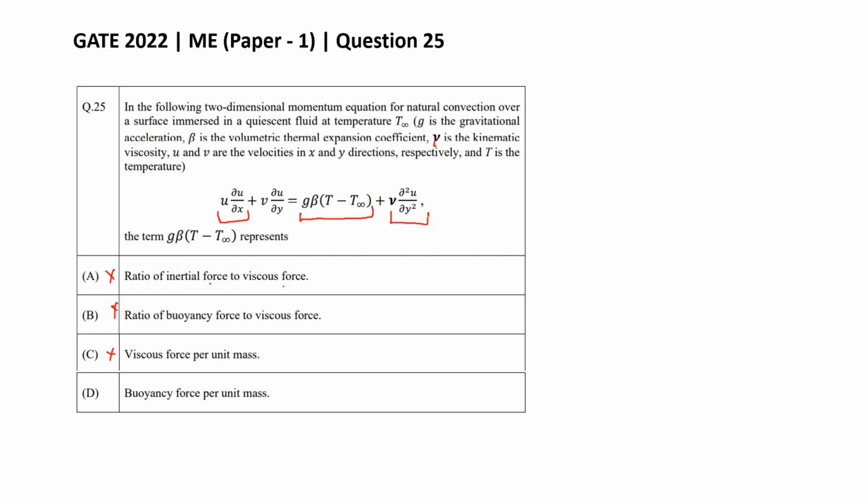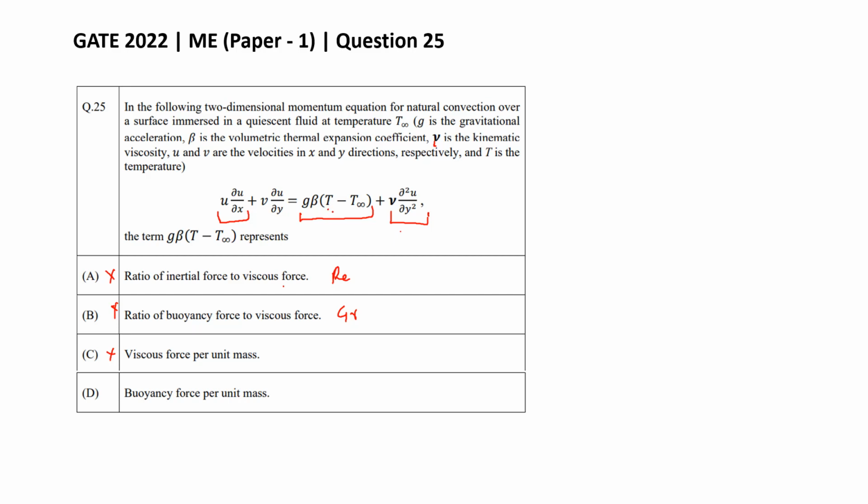But it's good to know that the ratio of inertia force to viscous force, which we had just seen, is the Reynolds number, and the ratio of buoyancy force to viscous force is the Grashof number. So some non-dimensional version of this will give you the Grashof number, and this will give you the Reynolds number. The viscous force per unit mass is this, and this is the buoyancy force per unit mass.